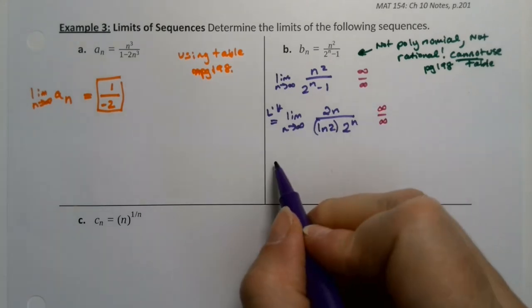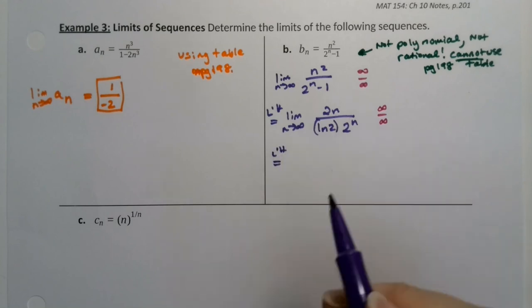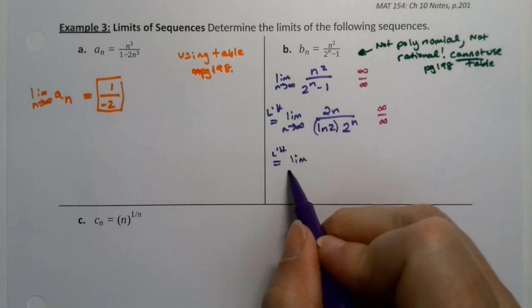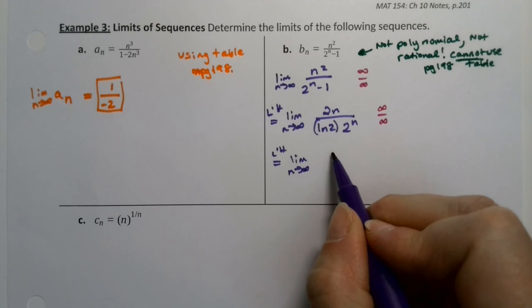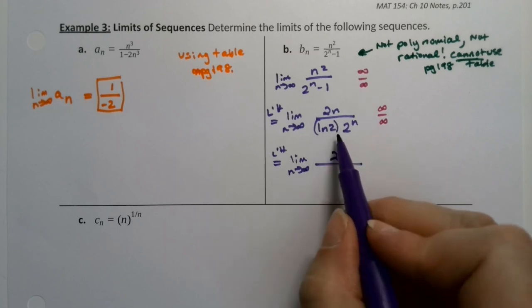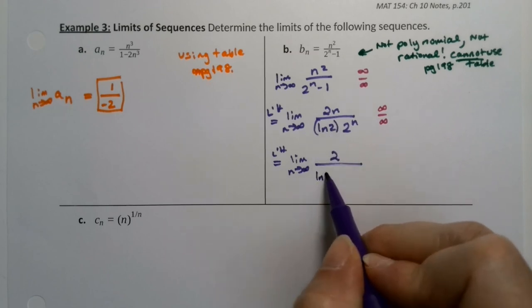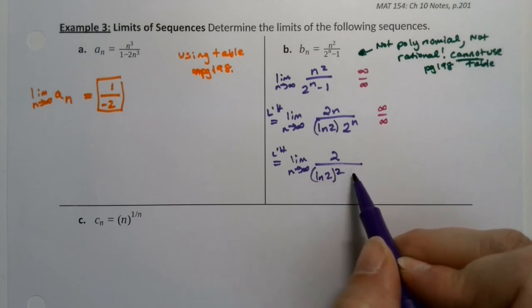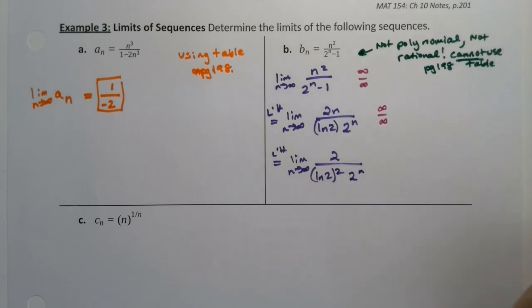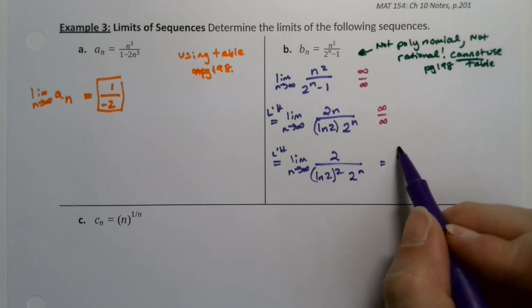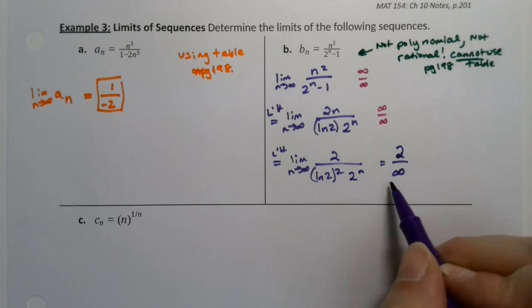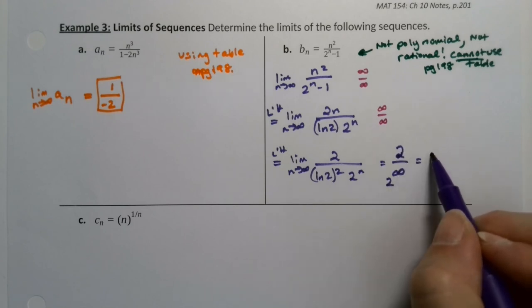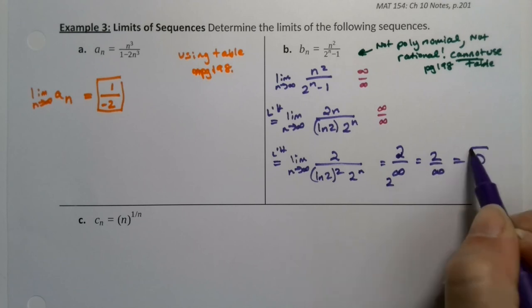Well, that's still infinity over infinity. So I'm going to take another L'Hopital's rule. And then it's the limit as n goes to infinity of 2. And then I have a natural log of 2 there, but I'm going to get another one from taking the derivative. So it's natural log of 2 squared times 2 to the n. And that's 2 over infinity, right? It's technically 2 to the infinity power, but that's 2 over infinity, which is 0.